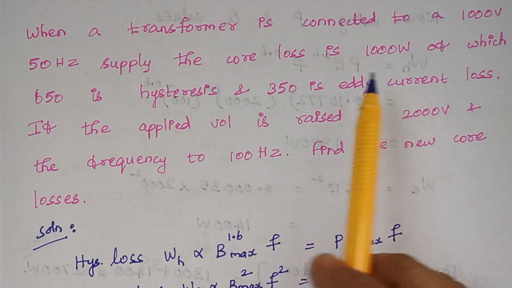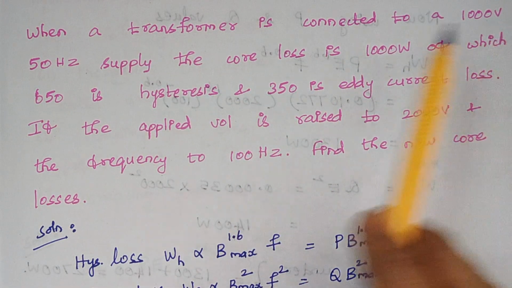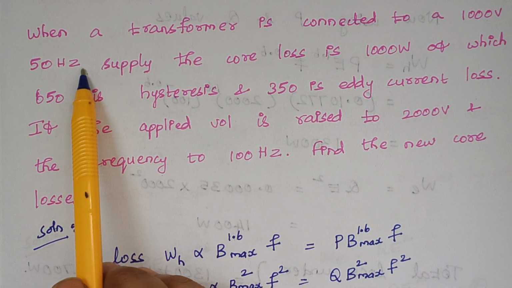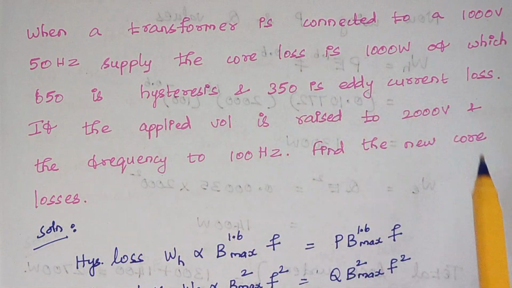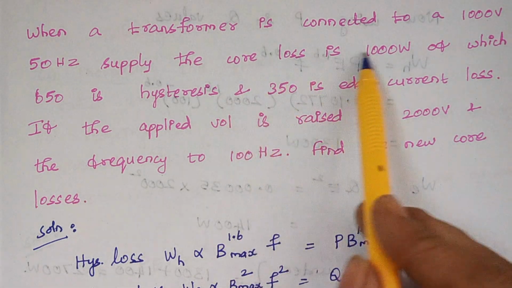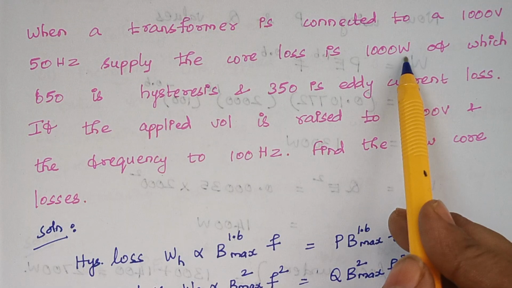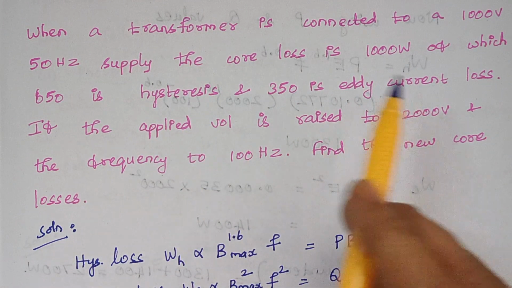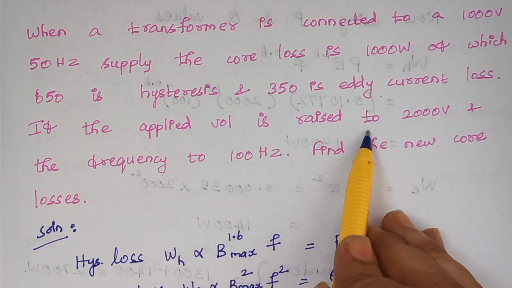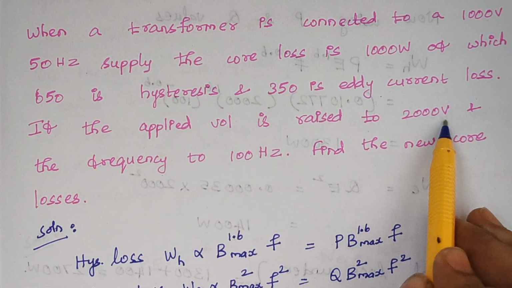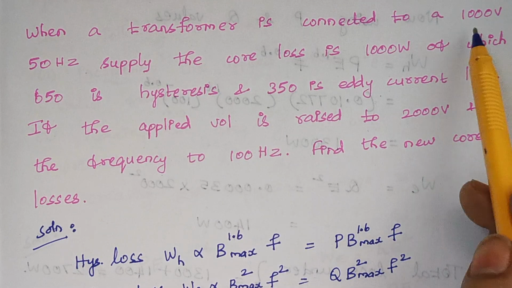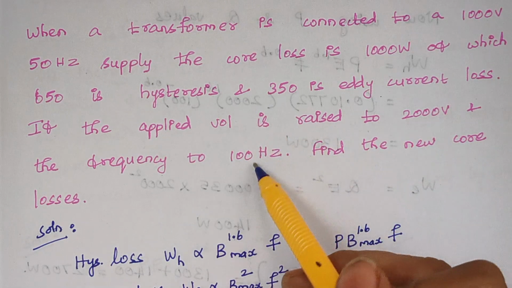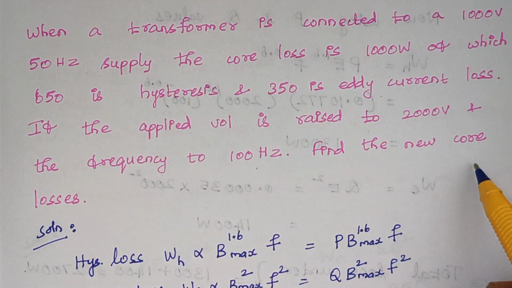So here you see 1000 volt and 50 Hz. 1000 volt is the supply voltage and 50 Hz is the frequency. Here the core loss is 1000 watt. The total core loss is 1000 watt and again they have split that into hysteresis loss and eddy current loss. Right. So the applied voltage is raised to 2000 volt. Here it is 1000 volt. I am increasing the supply voltage to 2000 volt and the frequency to 100. Now we have to find the core losses.